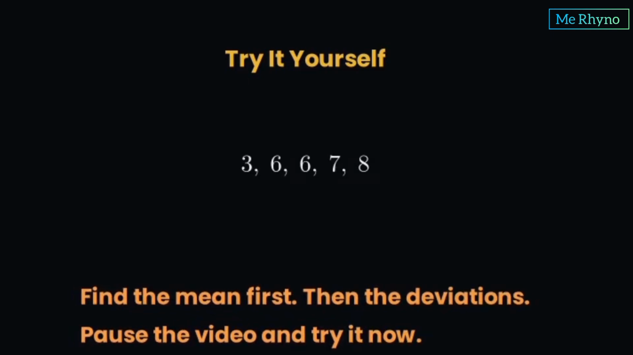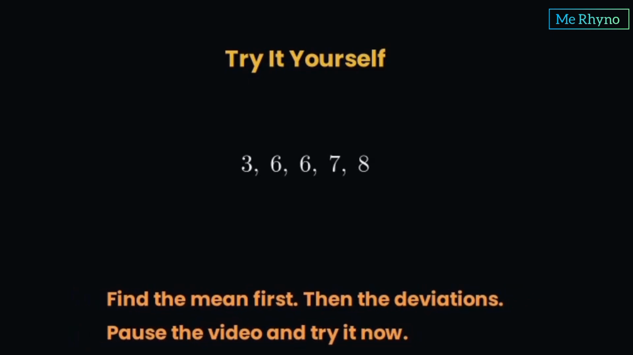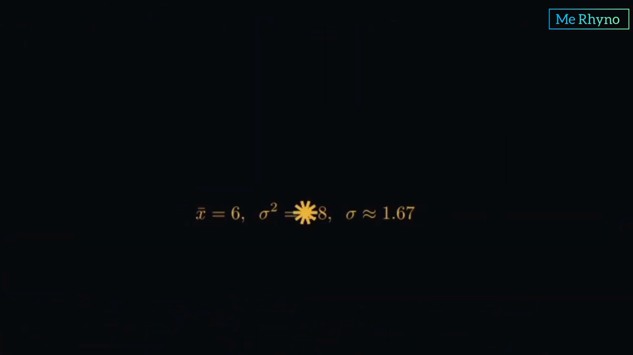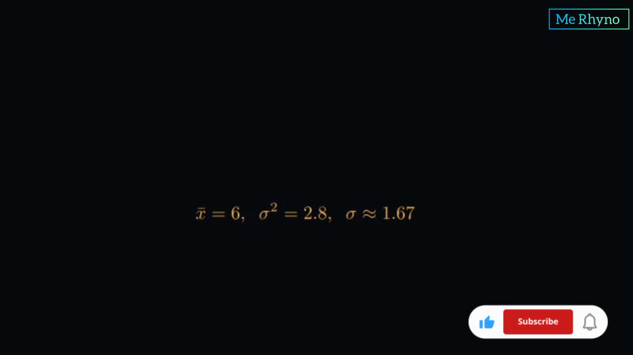Before you go, try this yourself. Find the variance and standard deviation of this dataset. Find the mean first, then the deviations, then square them. Pause this video and try it now. Here are the answers. The mean is 6, the variance is 2.8, and the standard deviation is approximately 1.67.